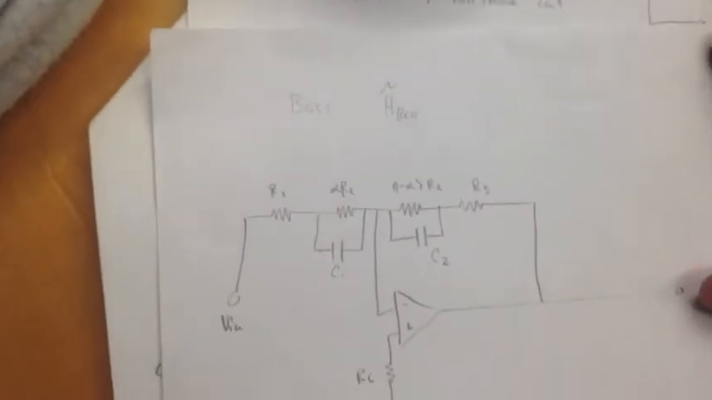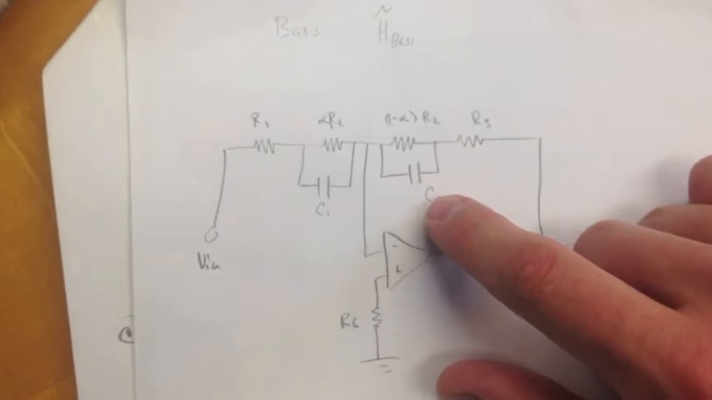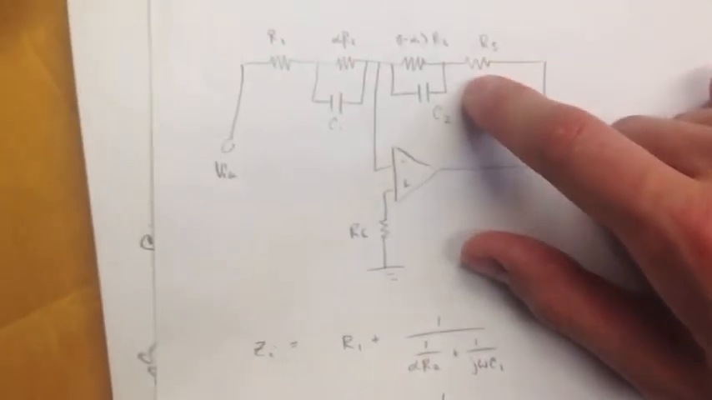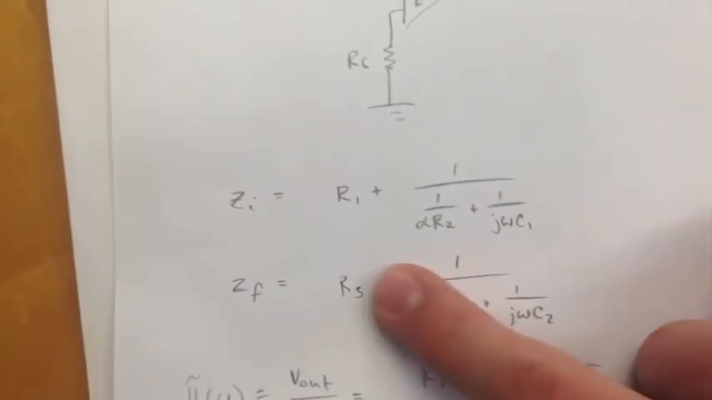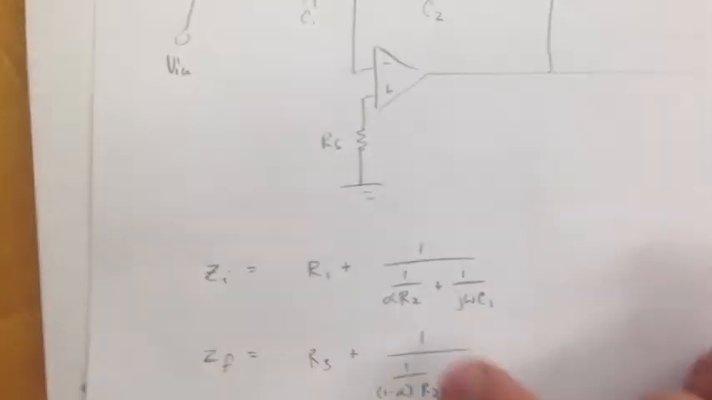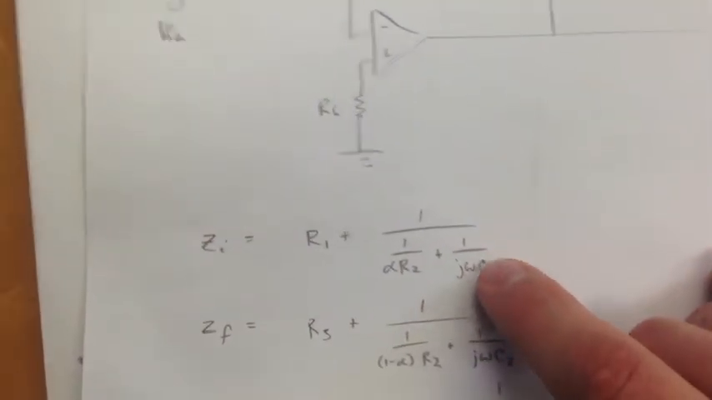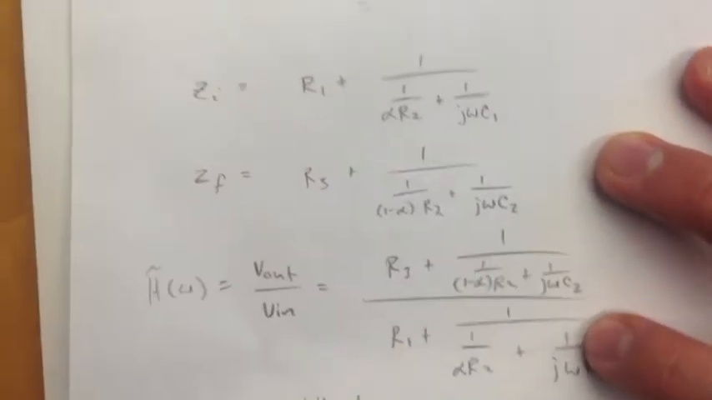If we want to look at the bass with a mid setting for our R2 pot, we see again we have R3. We can just read this off basically. It's going to be R3 plus, and then the 1 minus alpha R2 and C2 in parallel. So that's that for ZF, and ZI is going to be R1, and then plus the two in parallel again. And we see that here. Actually, these j omega C should be in the numerator. And then we're going to put that over, so ZF over ZI.